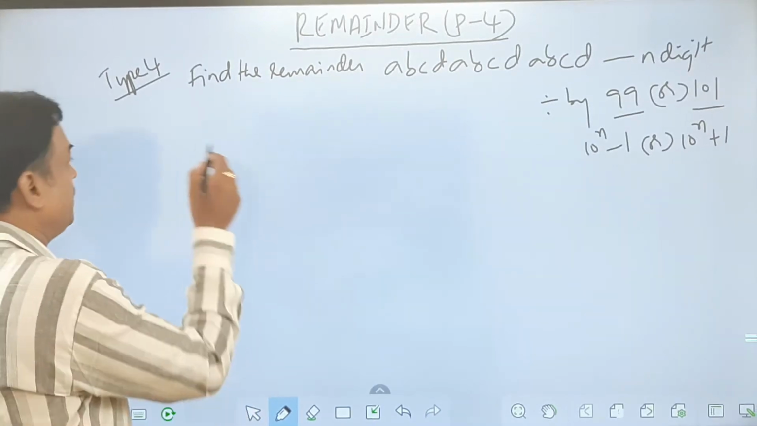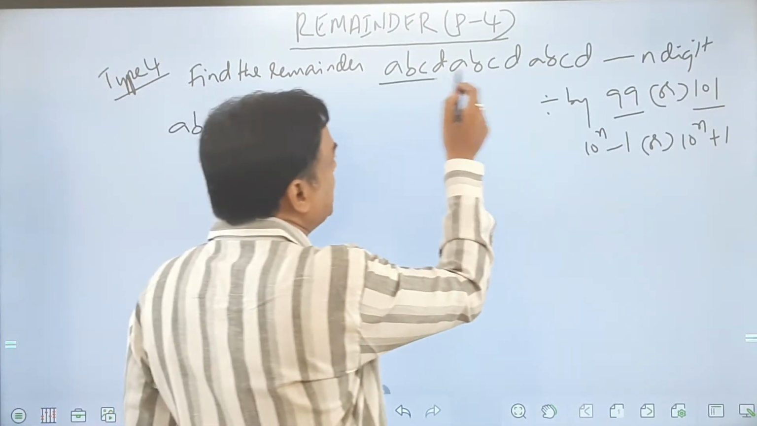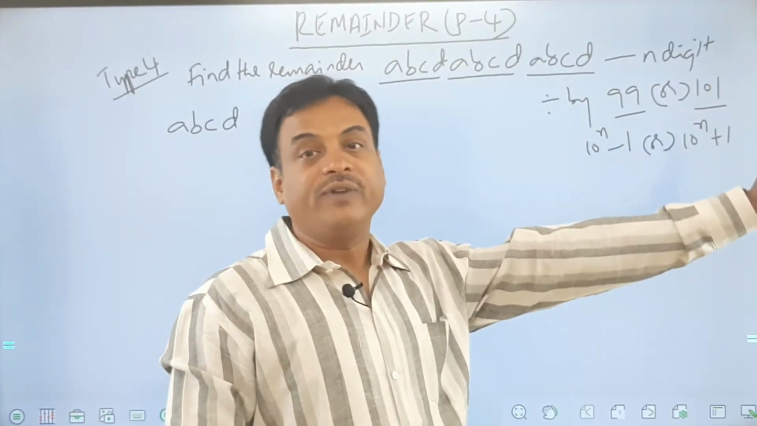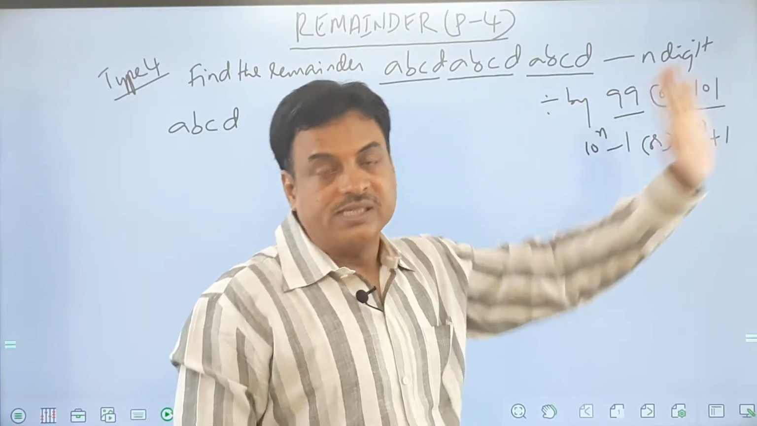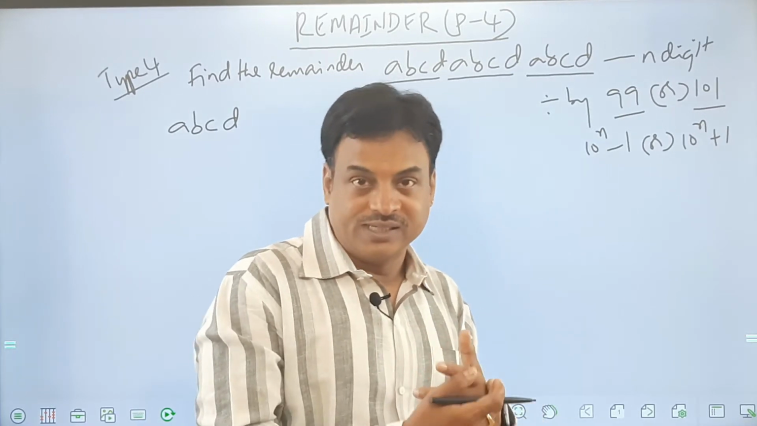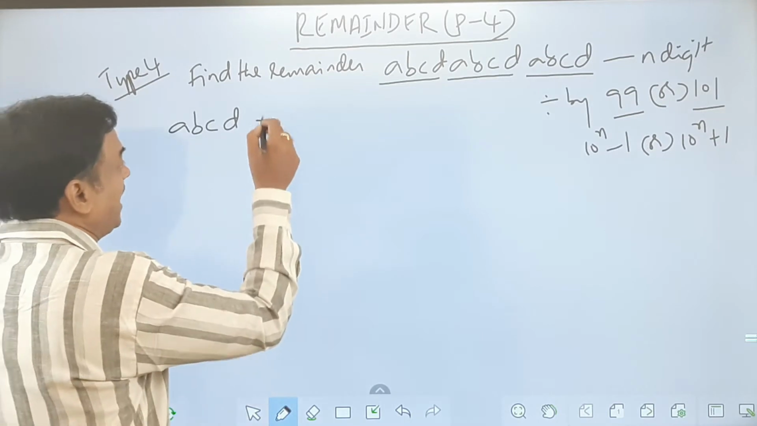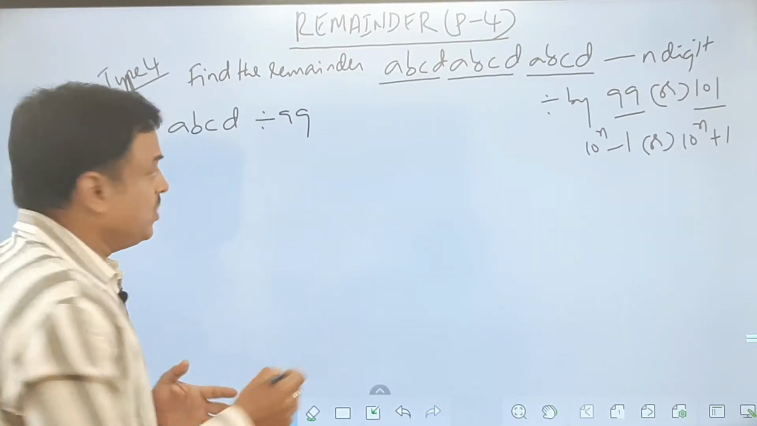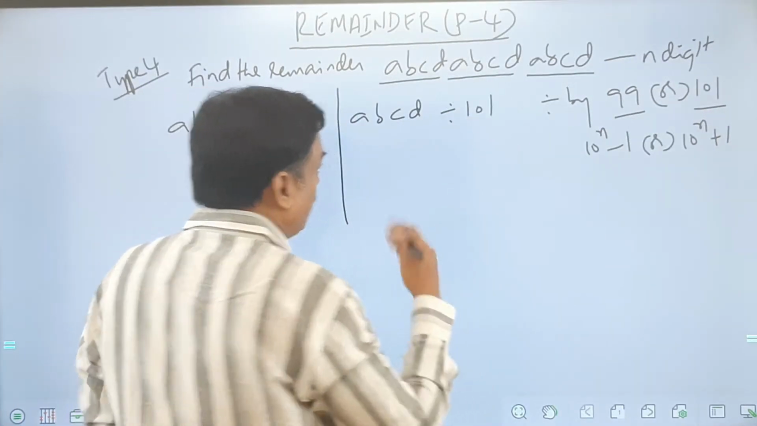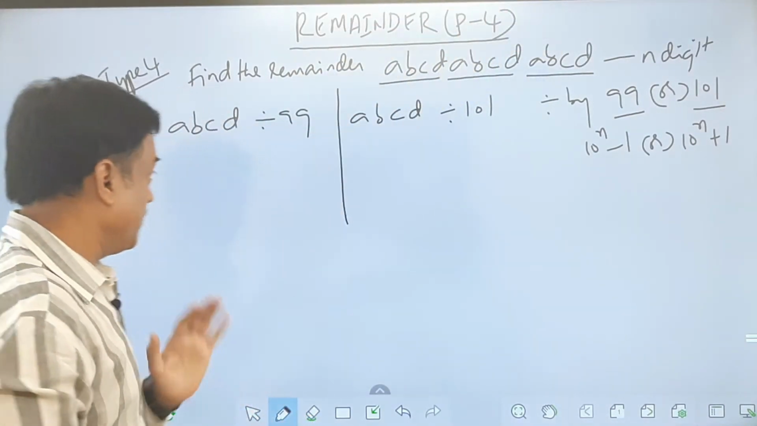Suppose you take only the first 4 digits, ABCD. You can observe that ABCD is recurring, up to n number of digits, say around 300 digits or 600 digits or maybe 200 digits, something like that. If I have only the first 4 digits, divided by 99, what happens? And the same number ABCD divided by 101, what happens? If you understand this, I can apply that quickly to the actual question.